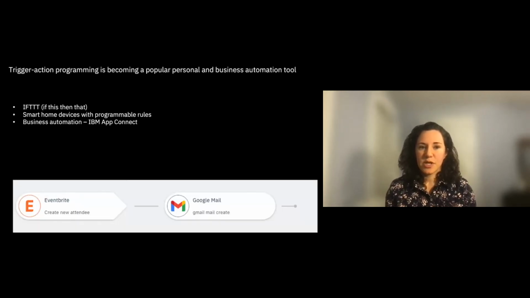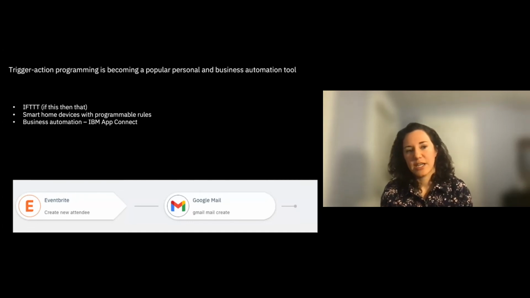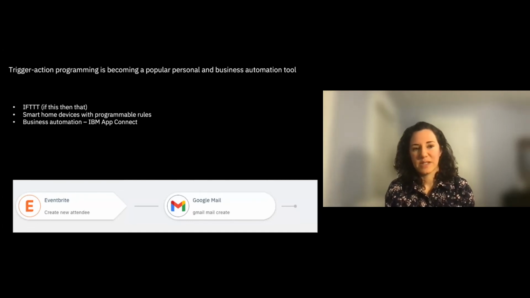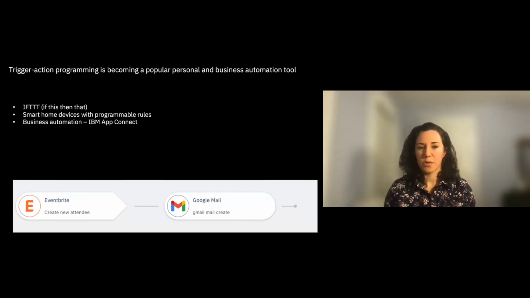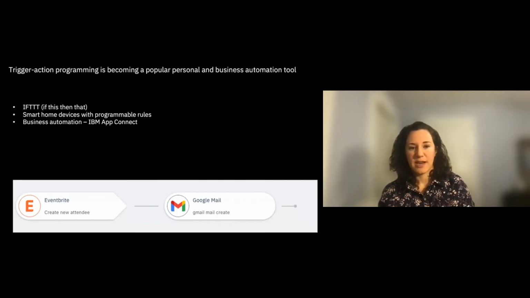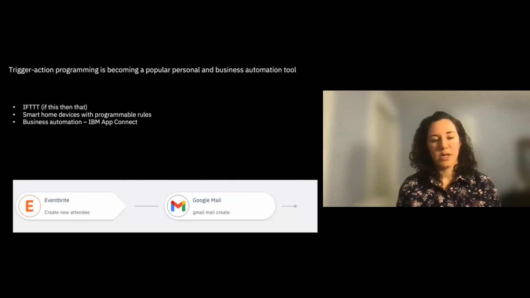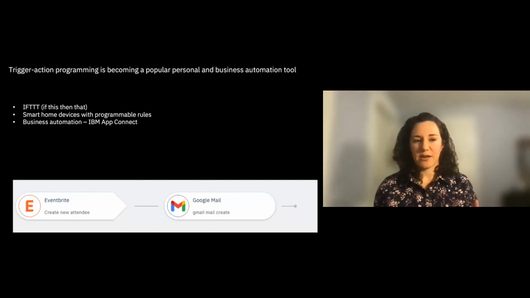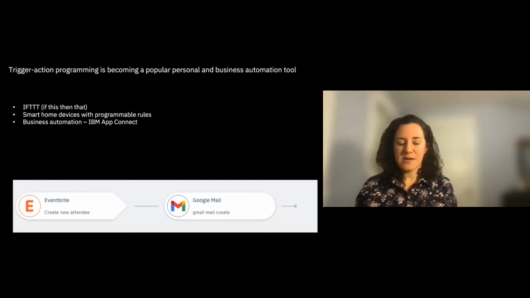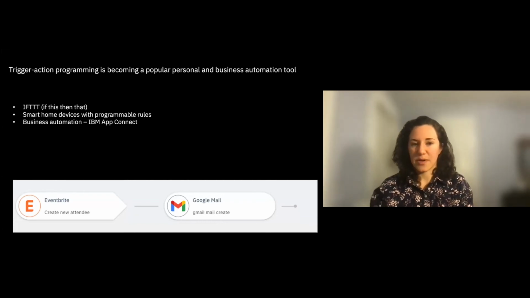So trigger action programming, if you're not familiar, is a way of programming that's kind of catching on. One example of this is if this, then that. We can think about smart home devices with programmable rules. If it's Friday, turn on the light at 6 a.m., for example. So trigger action programs typically have events, something that occurs. It could be a schedule or it could be some other kind of event. And then they have actions that happen afterward.